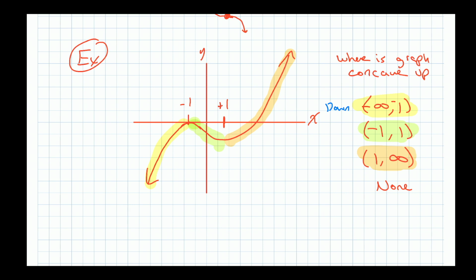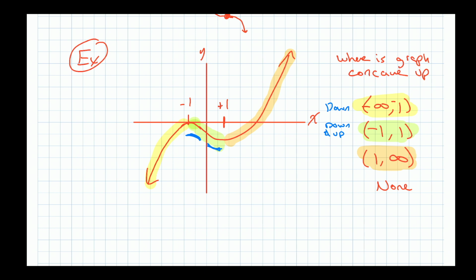It actually, from -1 to 1, starts concave down, and then it ends concave up. So this is actually down, and up. Okay, that's weird, right? It's kind of subtle, but it is, right?